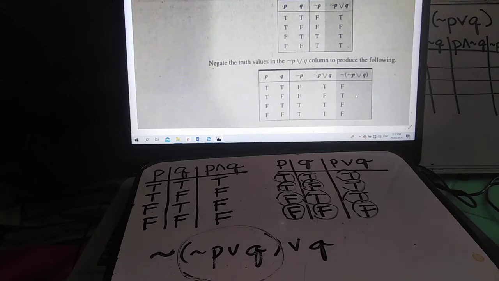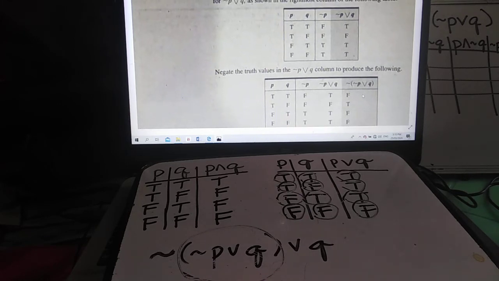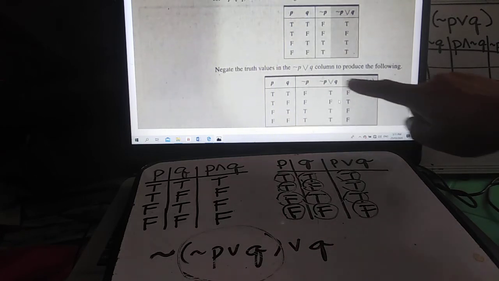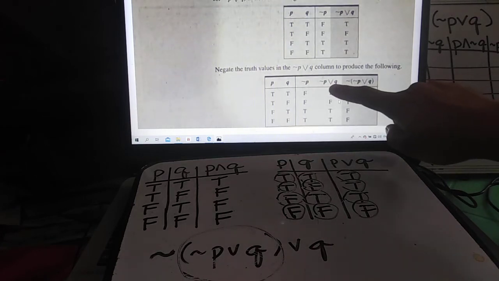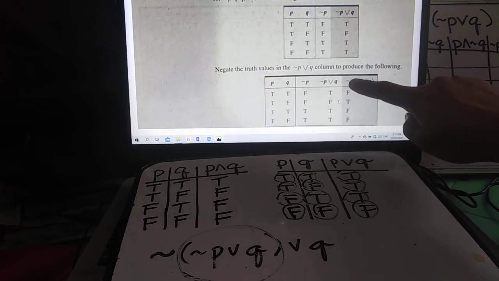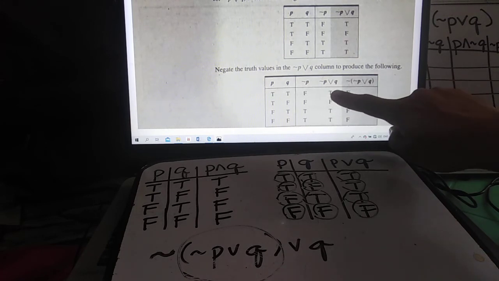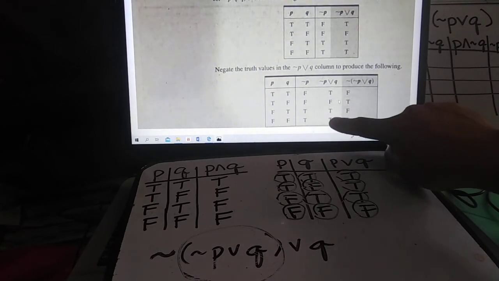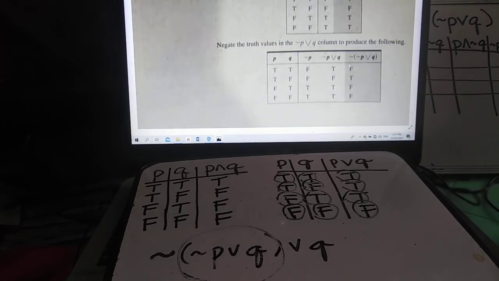we will write the values for the negation of the quantity not P or Q, since it indicates that you need to negate the statement not P or Q. So if these are the values of not P or Q, you simply negate those values. So true, false, false, true, true, false, true, false.